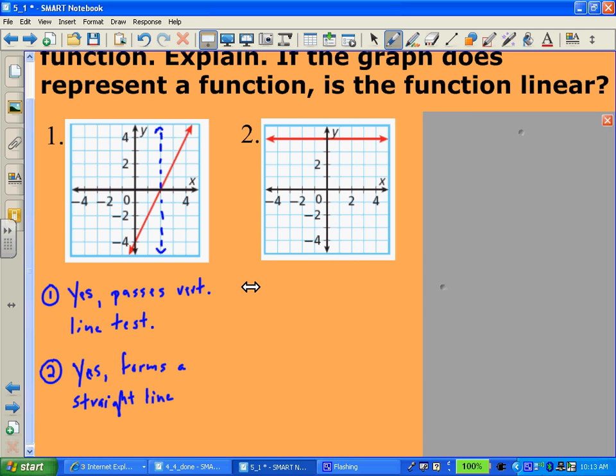Let's look at another one. Okay, so once again we have to answer the first question. Is it a function? So we do the vertical line test. As you can see, it passes. So we would say yes. Passes vertical line test. You notice I abbreviate a little bit here, and that's okay. Alright, and then is it linear? Yes, because once again this forms a straight line.